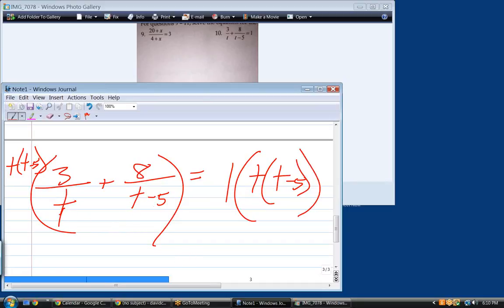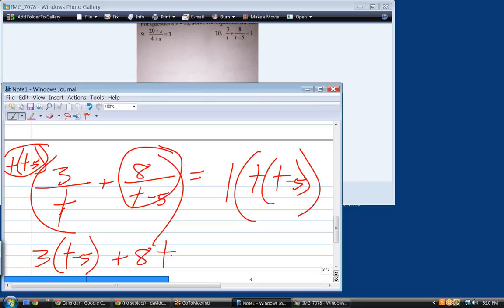In other words, when I multiply this times this term here, the t's cancel, and I'm left with 3 times t minus 5. And when I multiply this times this, the t minus 5 cancels, and I'm left with just 8t. On the right side, I've got t times t minus 5, which is t squared minus 5t. Now I don't have any more denominators. Once you've eliminated the denominators from an equation, it's much easier to solve.